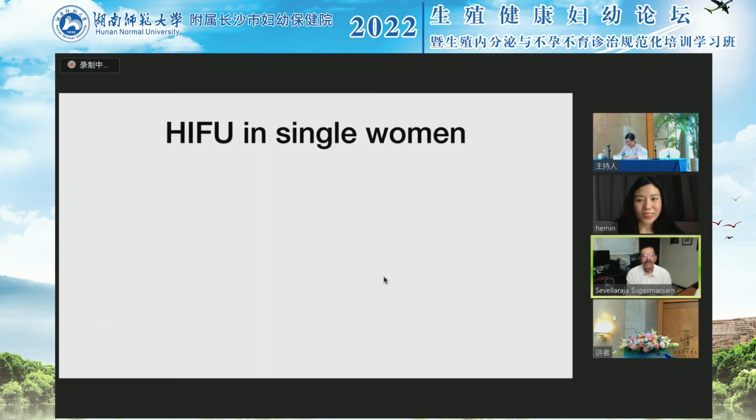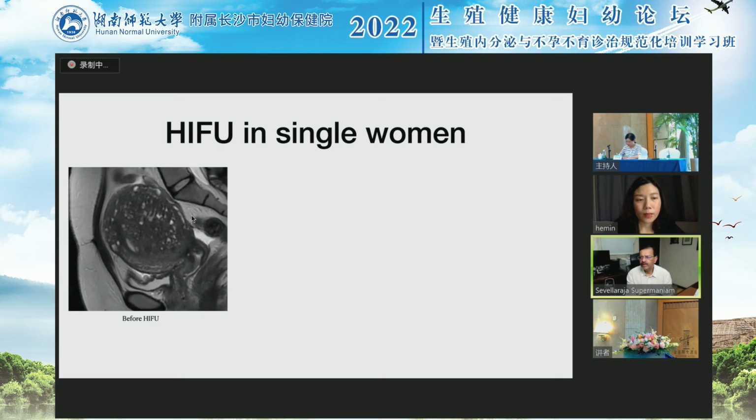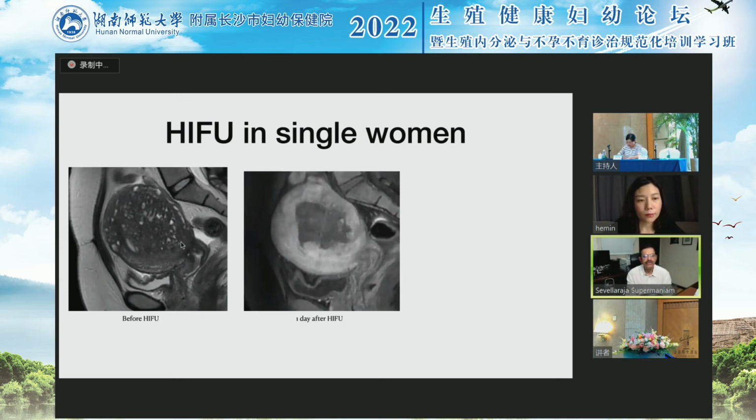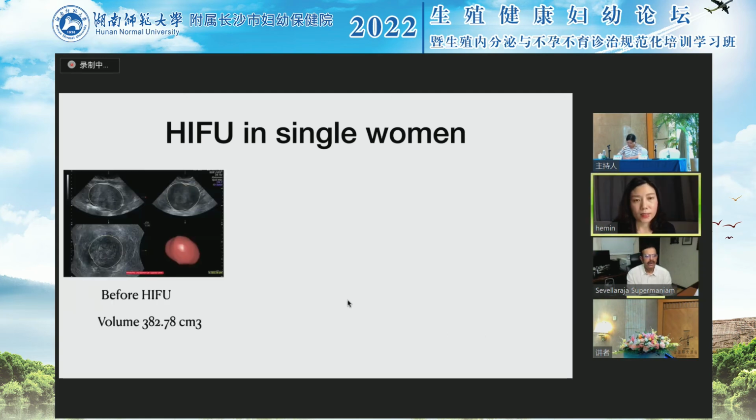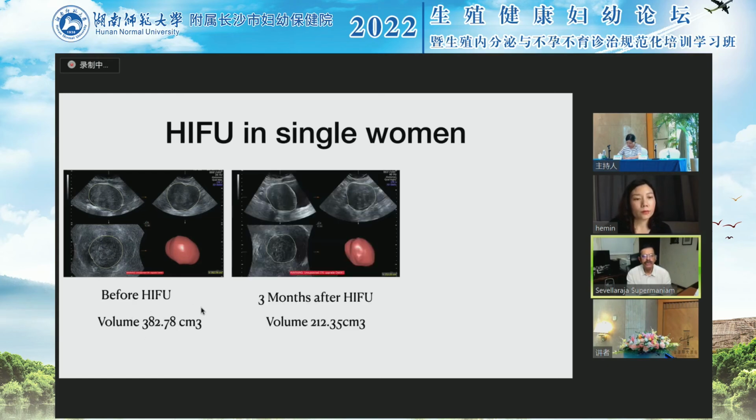Now, this is an example of one of my patients. This was the adenomyosis before HIFU, this is the ablation after HIFU treatment, and this is after 3 months. This is the volume of the uterus before HIFU treatment, which is 382, and this was 3 months after, and the volume came down to 212.